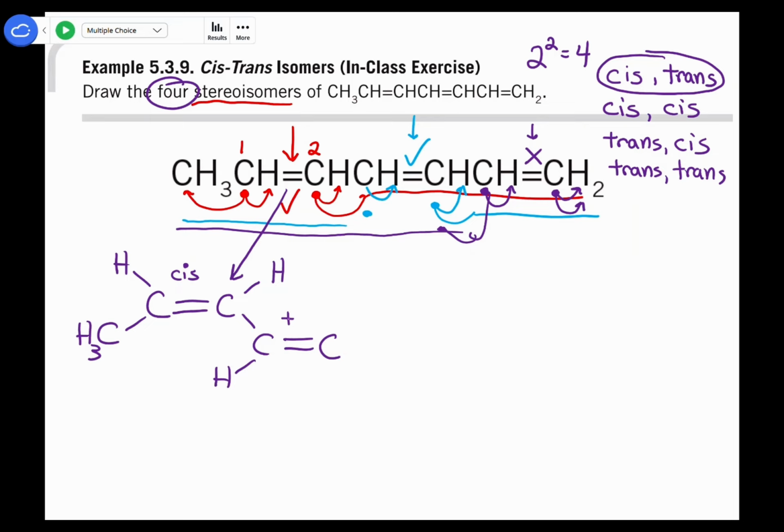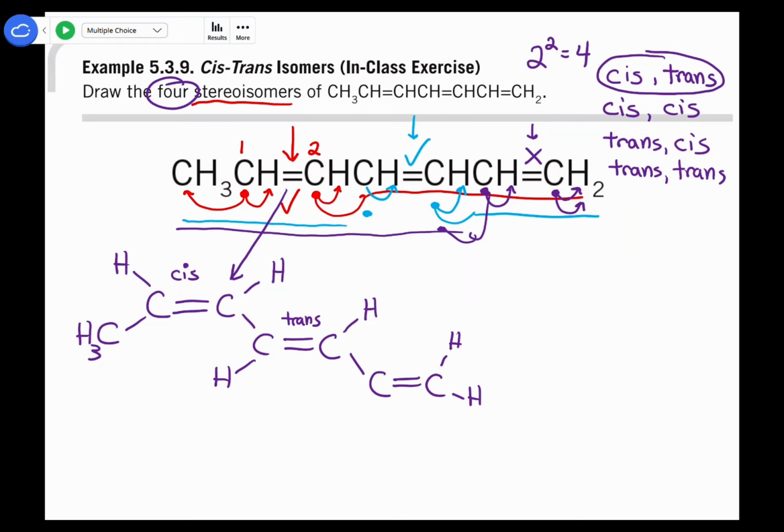I'm aiming to make this one a trans arrangement. So I'm going to put, since the carbon on the left has an up interesting substituent, the carbon on the right is going to have a down interesting substituent. So the rest of the molecule is going to continue this way. And then I'm now to my last carbon-carbon double bond that doesn't have cis-trans isomerism. We can double check by counting the number of carbon atoms to make sure we got everything in. And we have drawn the cis-trans stereoisomer. We've drawn one of the 4 options.